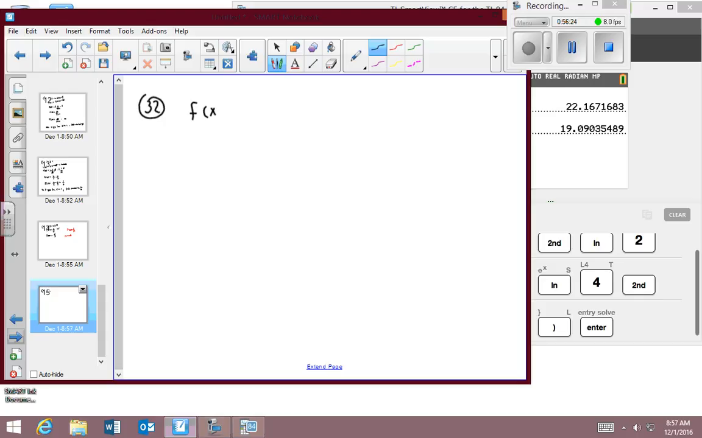f of x equals ln of 3x squared plus 5x minus 4. The first derivative is 1 over the argument, and then it's times the derivative of the argument. So this is 6x plus 5.